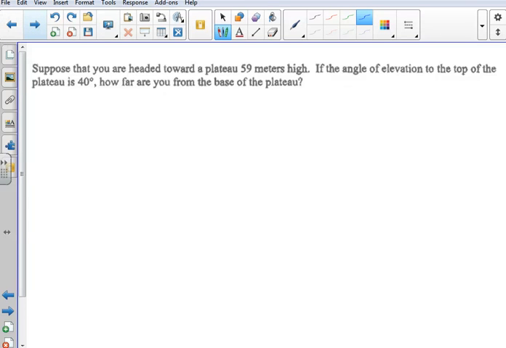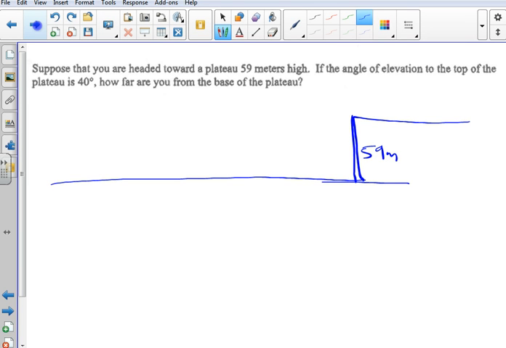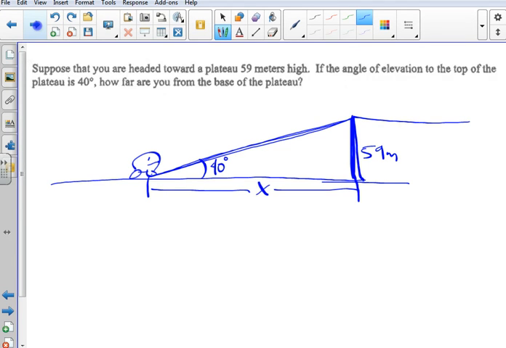All right, you're headed towards a plateau that is 59 meters high, so somehow you know the height of the plateau. Don't ask me how. And the angle of elevation to the top of the plateau, so from wherever you are, there's your car, to the top of the plateau. So somehow you know the angle, and you know the height of the plateau. And they want to know the distance, we'll call it x, you are from the plateau.